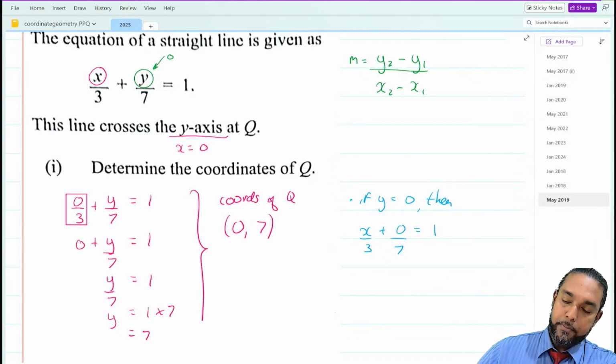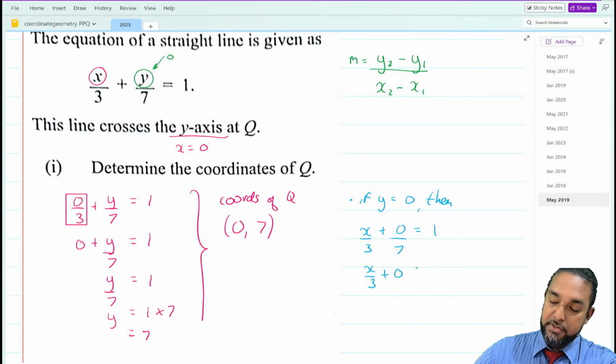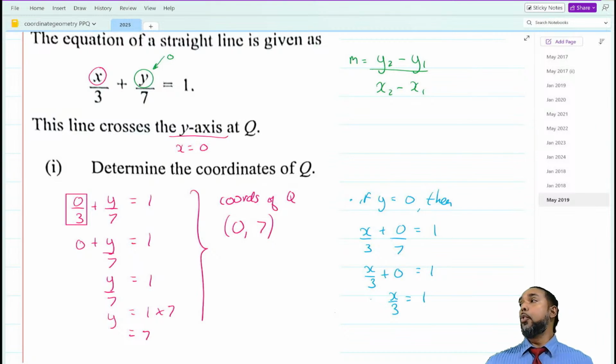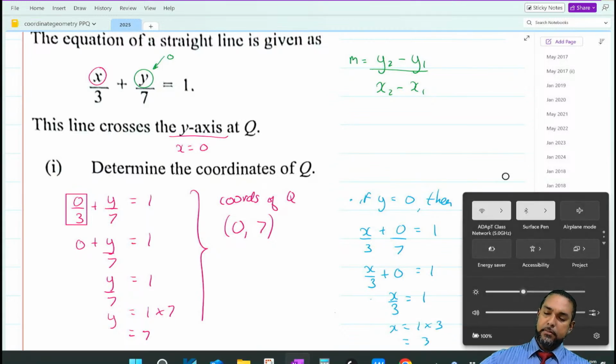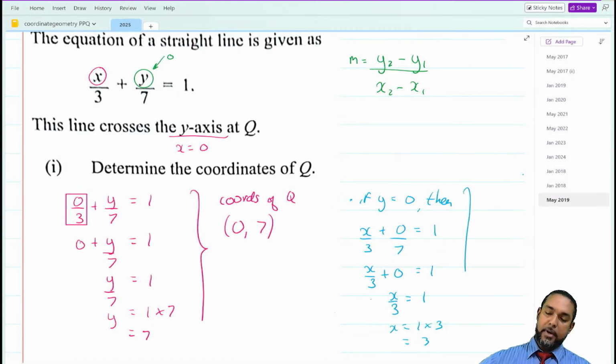is equal to 1. Now, again, 0 divided by anything is just 0. So 0 over 7 is 0. And when you add 0 to anything, you just get back that which was added. And if x divided by 3 is 1, what's the only number you could divide by 3 and get 1? 3. Or you could say that we're dividing by 3, so to get rid of divide by 3, we use the opposite operation, which is multiply. And when we multiply 1 by 3, you're just going to get back 3. So our x-intercept would simply be (3, 0).